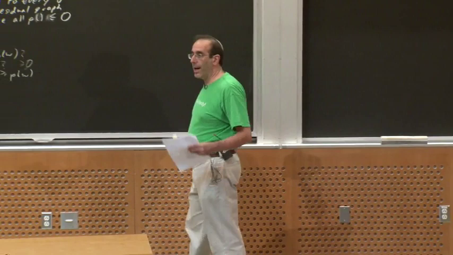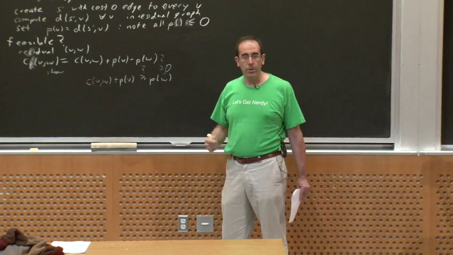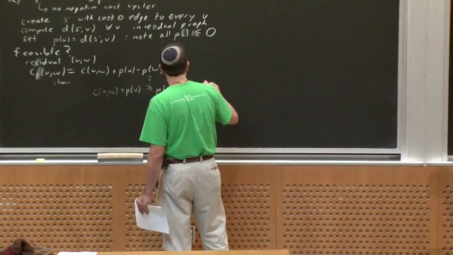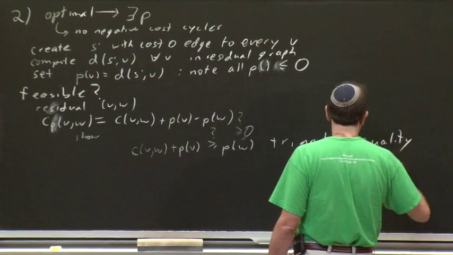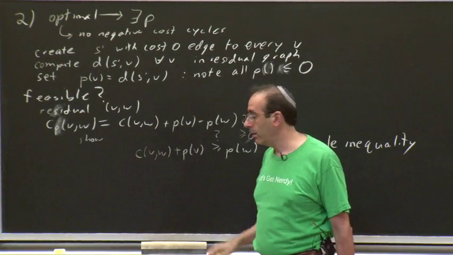So you are correct. You have given the argument for why P of W must be less than or equal to P of V plus C of VW. But that statement is usually given as a theorem or a lemma about shortest paths, which is called the triangle inequality, right? This is a characteristic of shortest paths: the shortest path to W has to be no longer than the shortest path to W that goes through V, which is exactly what's being computed over here, right?